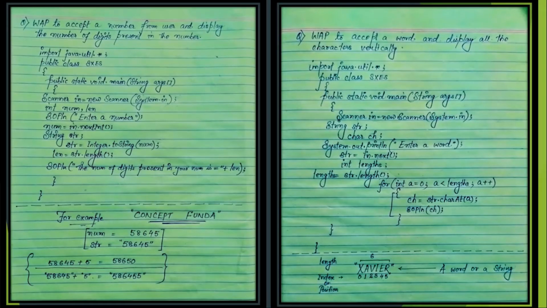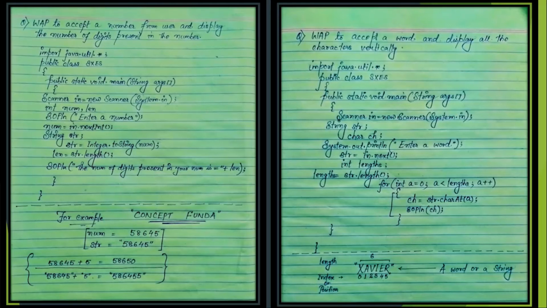Okay, so what we did is, we converted the number using Integer.toString. This is a function which is utilized to convert a number into string, so that we can utilize string functions, that is this one, str.length. This dot length is a function which is utilized to calculate the length of a string. So len is equal to str.length.